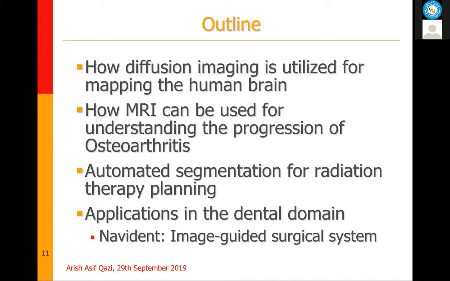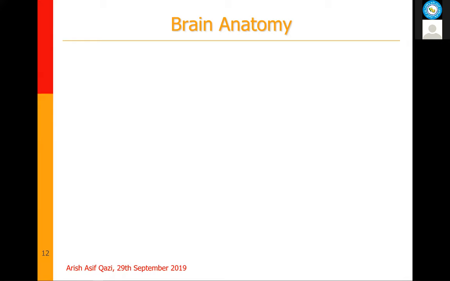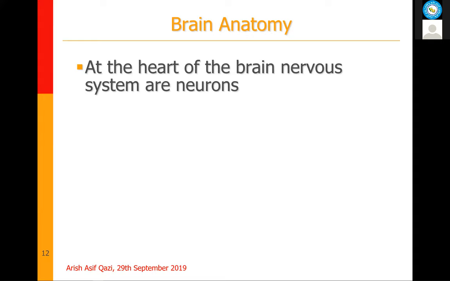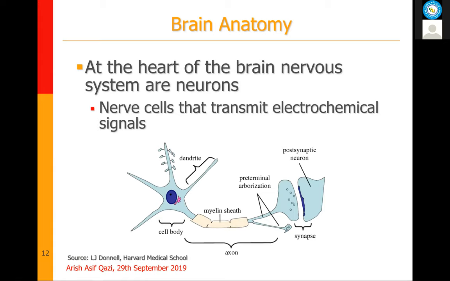So this is the outline of the presentation. Let's start with diffusion imaging. At the heart of the brain nervous system are neurons. Neurons are nerve cells that transmit electrochemical signals. So this is what a neuron looks like. It's divided in two parts, the cell body and the axon. The cell body integrates information from other neurons, whereas the axon transmits the information.